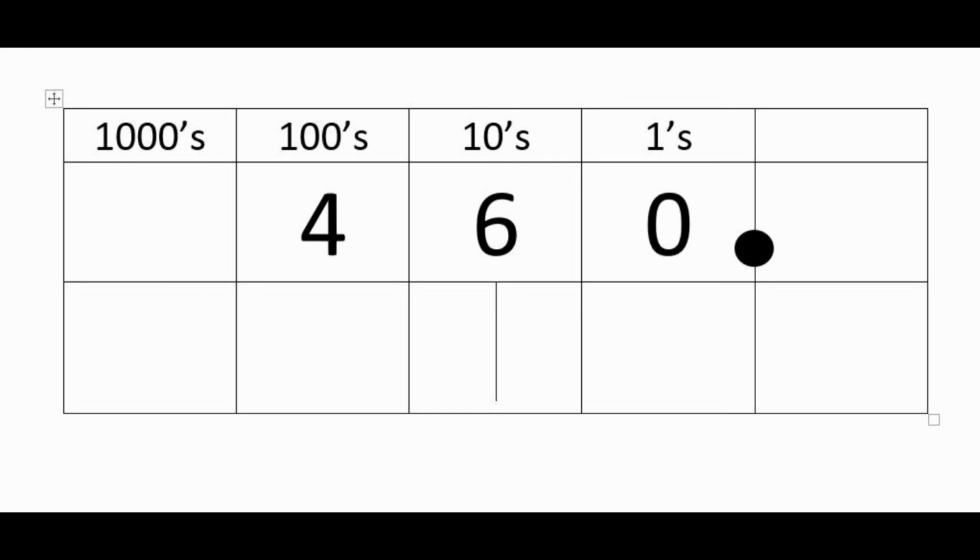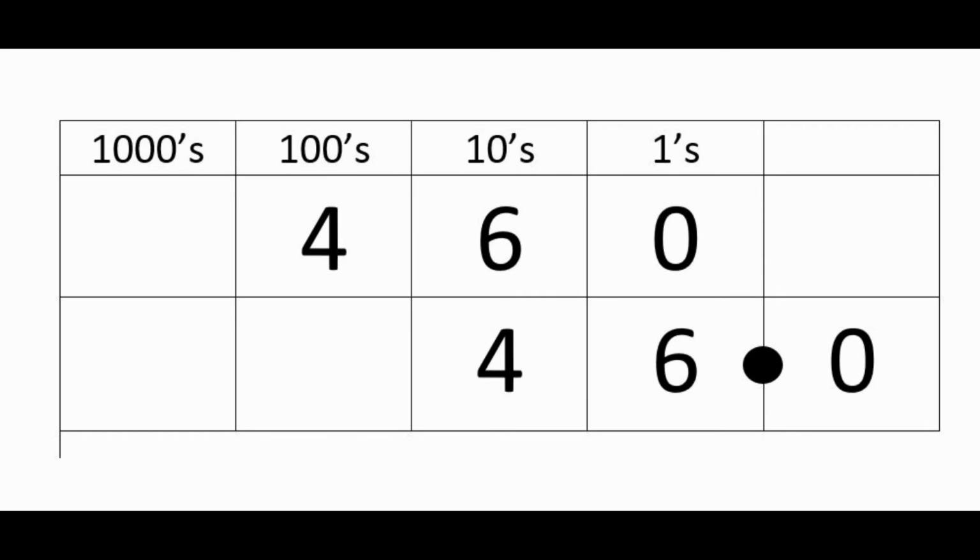So write 460 in your book and you're going to divide this by 10. Draw the decimal point if it will help you. Pause the video while you work out the answer. Remember, all of the numbers move one column to the right. So the answer is 46. Give yourself a tick and a pat on the back if you got this right.